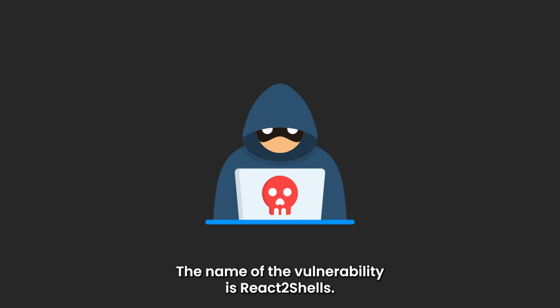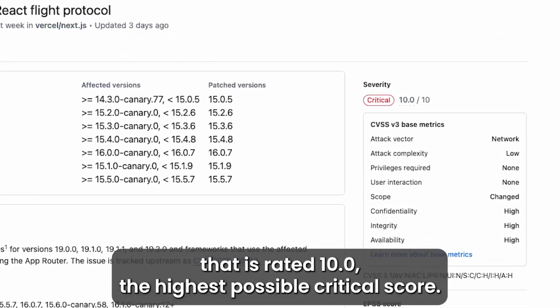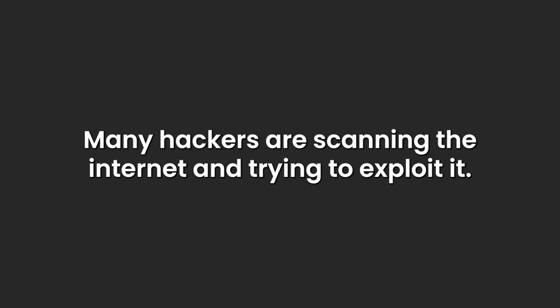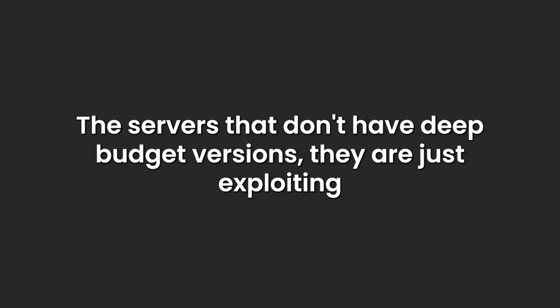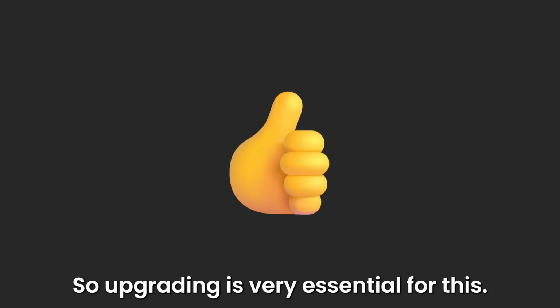The name of the vulnerability is React2Shell. It is a full remote code execution vulnerability that is rated 10.0, the highest possible critical score. Many hackers are scanning the internet and trying to exploit the servers that don't have the patched versions. They are exploiting the servers, installing crypto miners, or stealing data. So, upgrading is very essential for this.